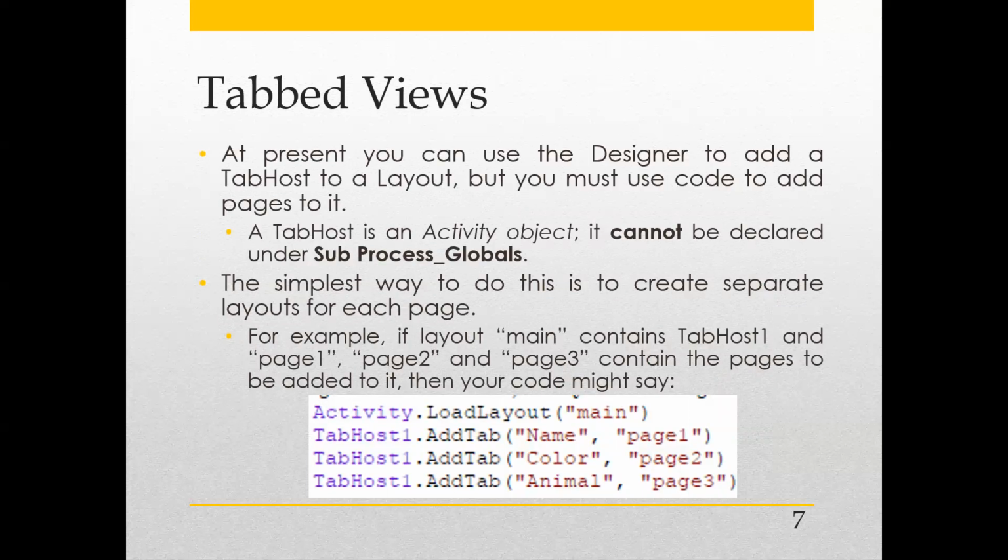At present, you can use the designer to add a tab host to a layout, but you must use code to add pages to it. A tab host is an activity object. It cannot be declared under sub-process globals. The simple way to do this is to create separate layouts for each page. Something similar is shown in the illustration in the presented slide. Tabs are one of the most used components of mobile user interfaces. They allow users to quickly move between a small number of equally important views.